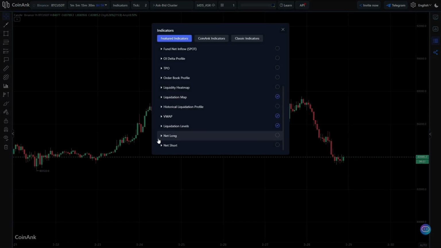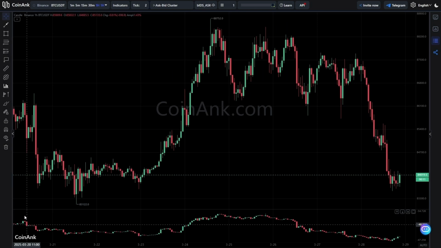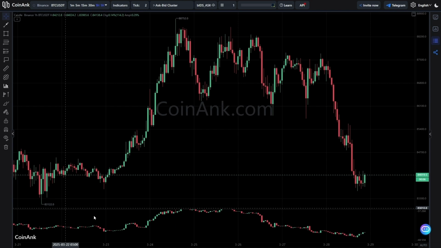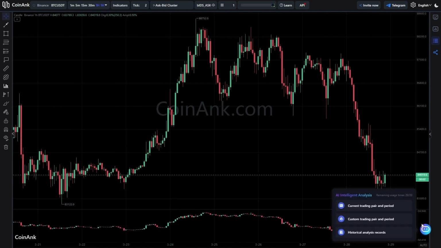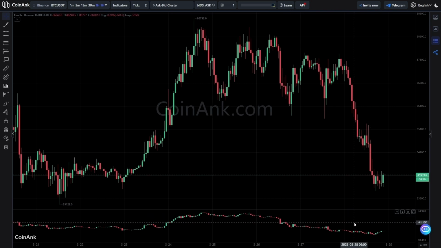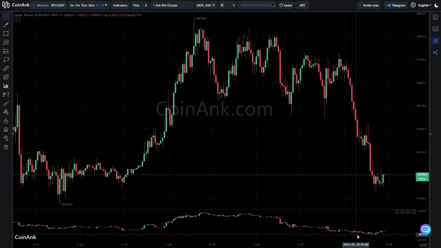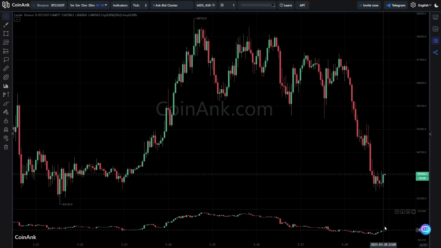Now, finally, as promised, I also use the net long and net short indicators. So if I put on the net long, for example, it will open this secondary chart right here. Here we can see the net long positions, which pretty much shows us if people are opening longs or not. You can see in this move down, the longs were going down as well. Here, people are slowly opening more long positions.